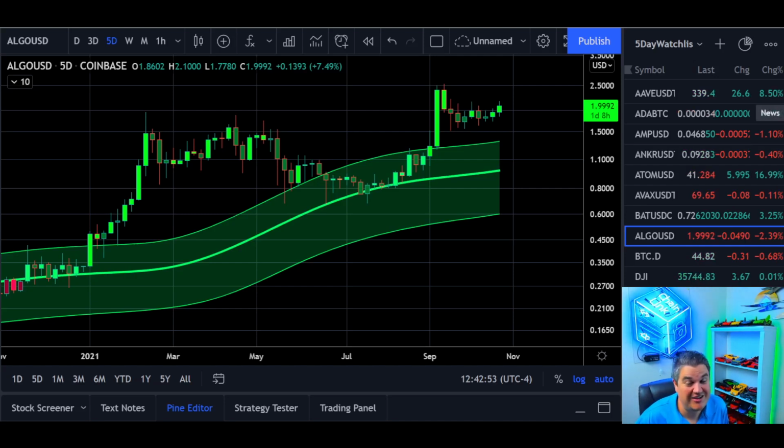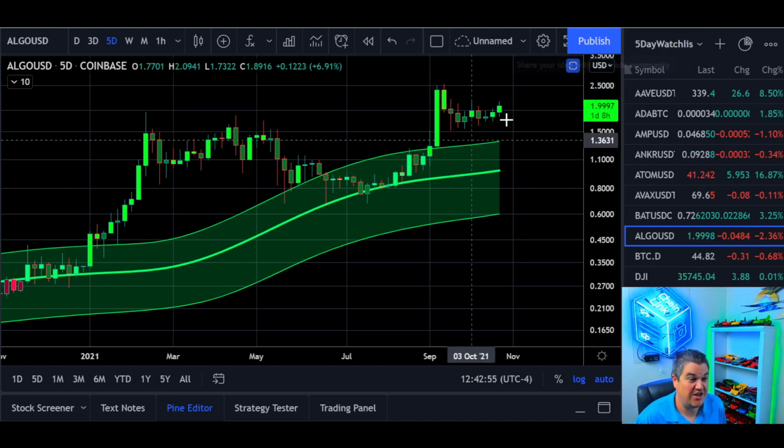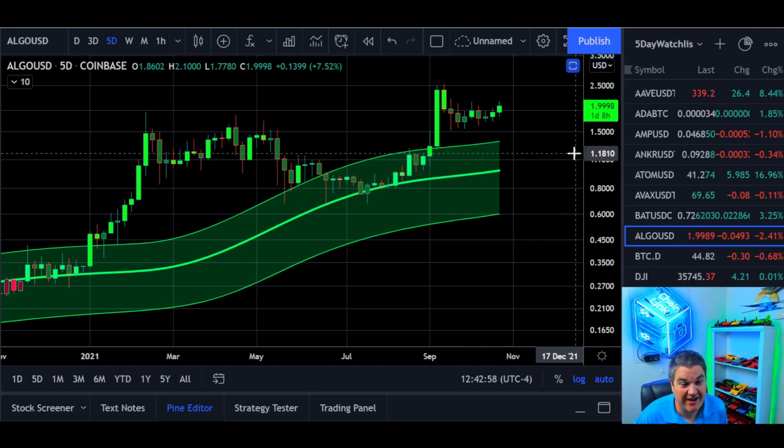Today we're going to look at Algo against the US dollar. We're going to start off on the 5-Day Gaussian channel as we like to do.